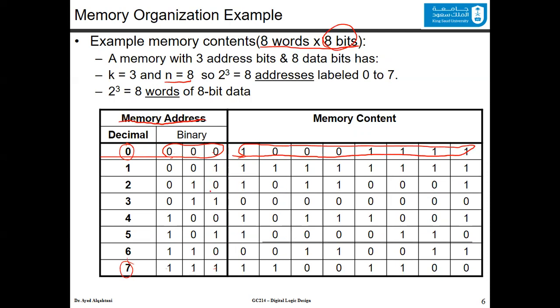Similarly, for the different addresses, they have different data. The data represented here is random. For example, in this part here, we have the maximum number, if it is an unsigned value, 11111111, which is 255.